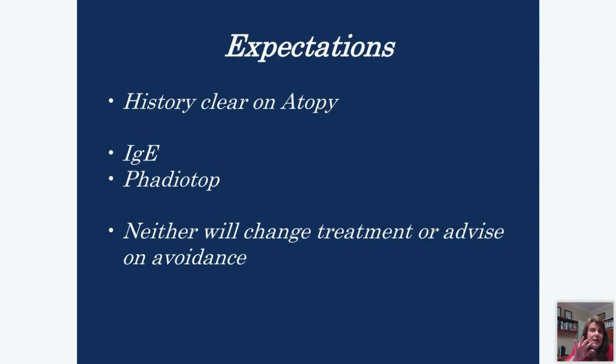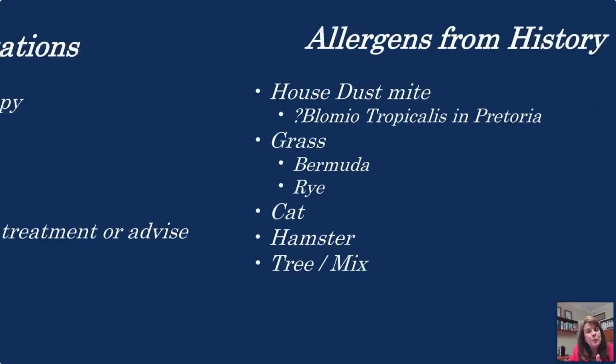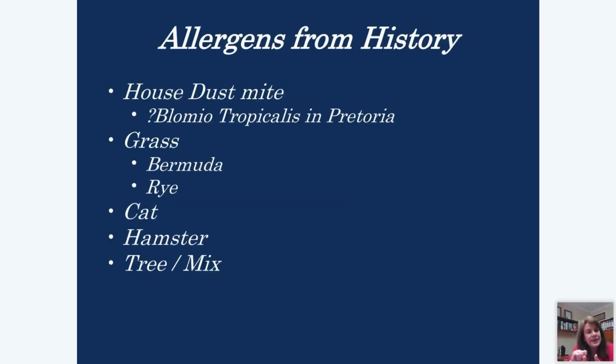So we have to think about my expectation and the patient's expectations. So the history is clear. So they didn't come for that. They came to actually get something from me to make life better. So again, IgE is not going to help me. Phadiatop is not going to help me because it is probably allergic rhinitis, but I need to know what is going to help me to predict his allergens.